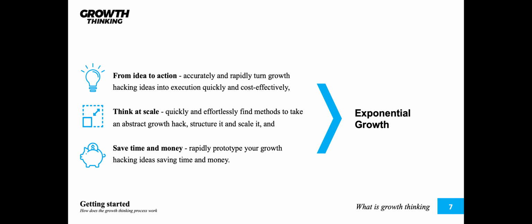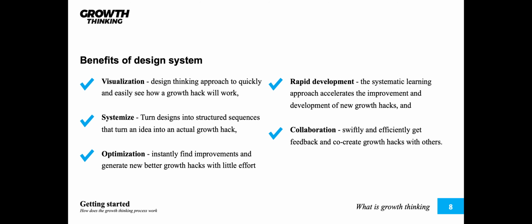There are three ultimate outcomes that come out of this process as the large benefits. Our final goal is to create exponential growth, and that's done through taking an idea and transforming it into action, and that's going from having a very broad idea and bringing it into detail so we can execute it, thinking at scale to ensure that those growth hacks that we develop can actually scale and move into exponential growth, and through the rapid prototyping system, which we're going to be talking about, you'll save a ton of time and money.